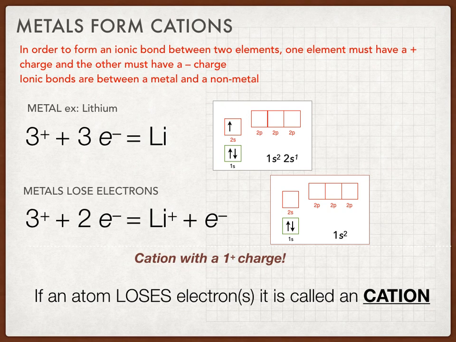So if we go down to the next line, now the electron configuration is just 1s2, right? It lost that 1 electron in the 2s orbital, and lithium becomes a cation with a +1 charge. It is extremely stable like this because now it has a full valence shell, particularly the 1s2, right? So again, if an atom loses an electron, it becomes positive, and it's called a cation.